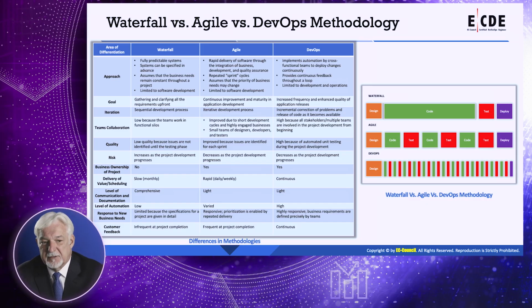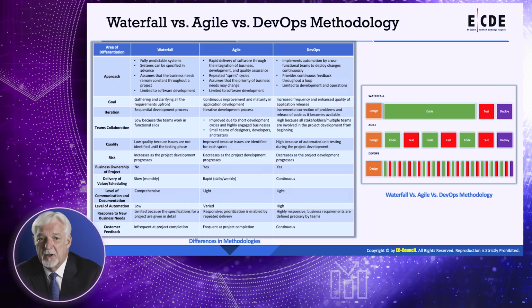Level of communication and documentation is extremely comprehensive in waterfall. Everybody has to know exactly where things are, with constant updates as far as what people are doing. It's a little bit lower when we look at Agile, and definitely less of an issue when we talk about DevOps because of the tools that we use provide communication and insight as far as what's going on.